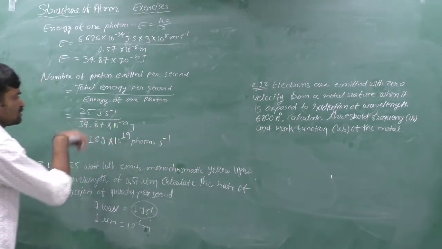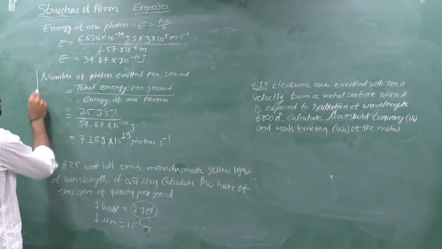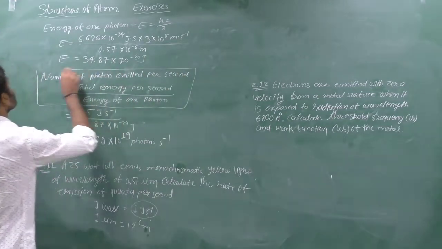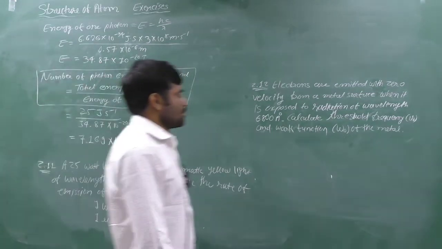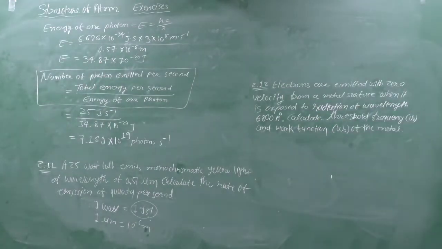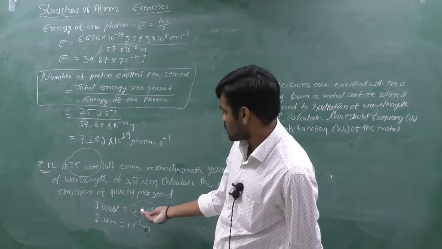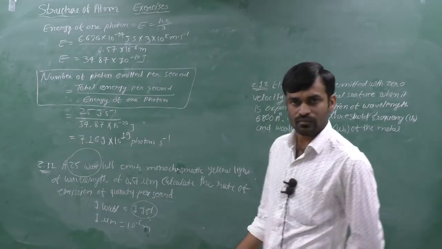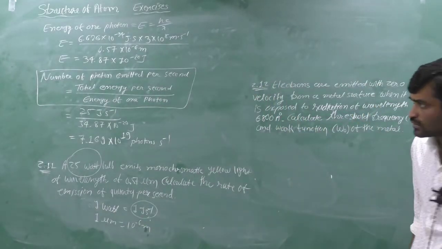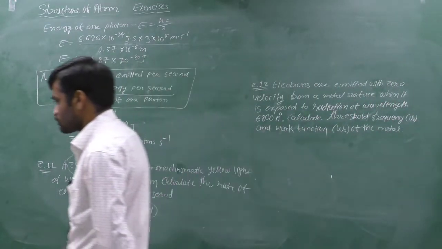Because joule cancels. Remember this formula: number of photons emitted per second is equal to total energy per second by energy of one photon. Total energy per second was given as 25 watt, which means 25 joule per second, because 1 watt is equal to 1 joule per second, and it is a formula.